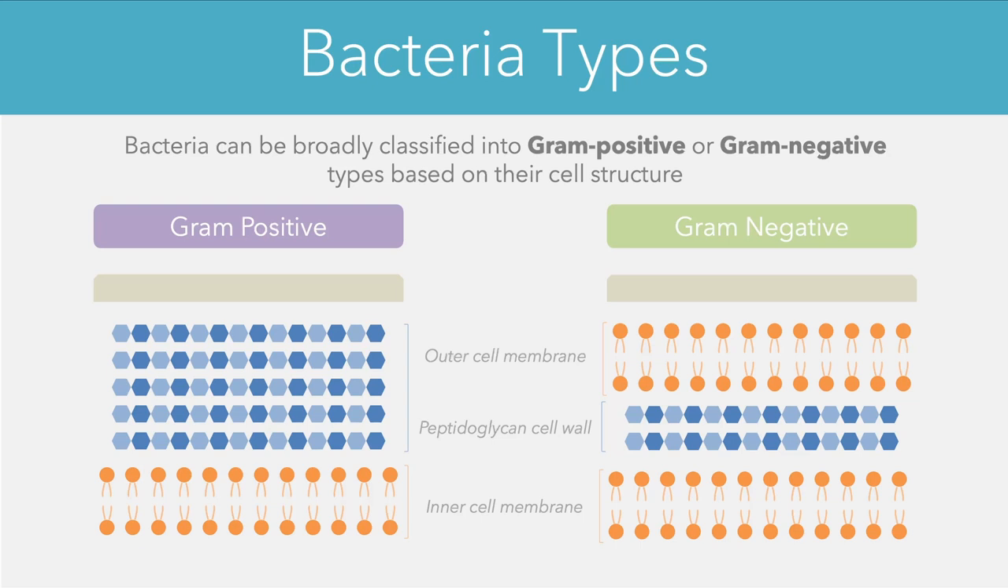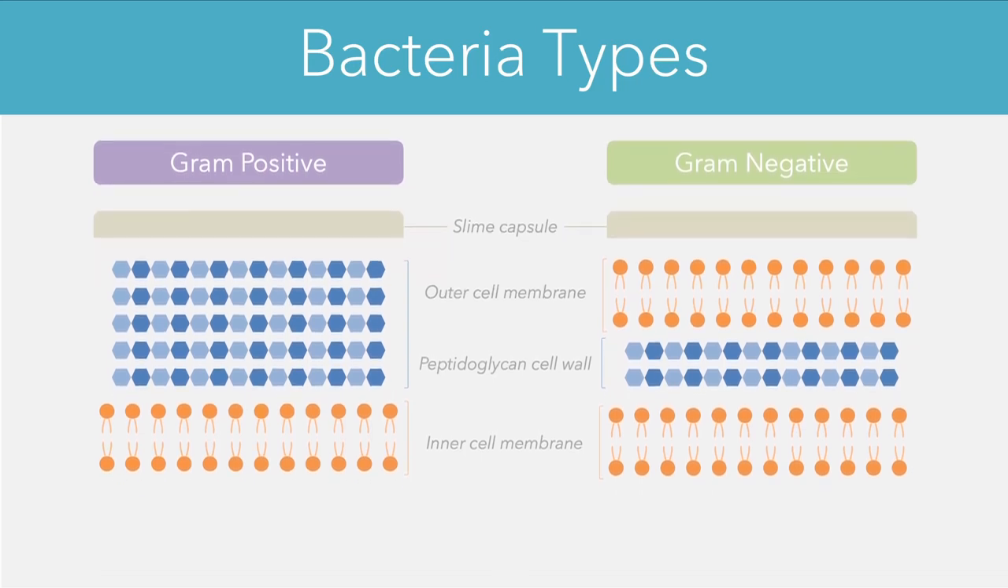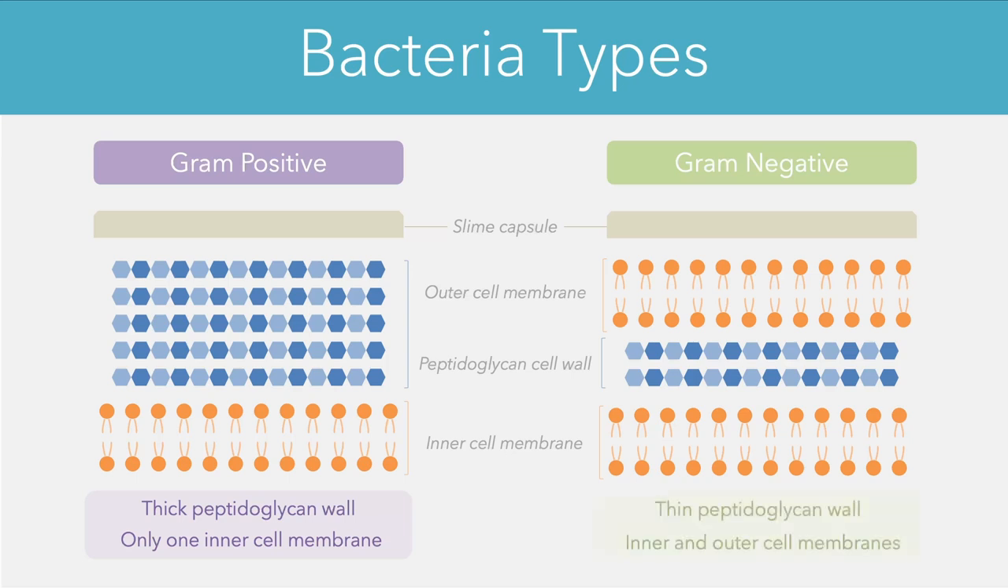Finally, both groups also have an outer slime capsule, which basically helps to provide an extra layer of covering. Based on this, you can see that the main differences between gram-positive and gram-negative cell types is that a gram-positive cell has a thick peptidoglycan wall and only one inner cell membrane, while the gram-negative cells have thin peptidoglycan cell walls and both inner and outer cell membranes.